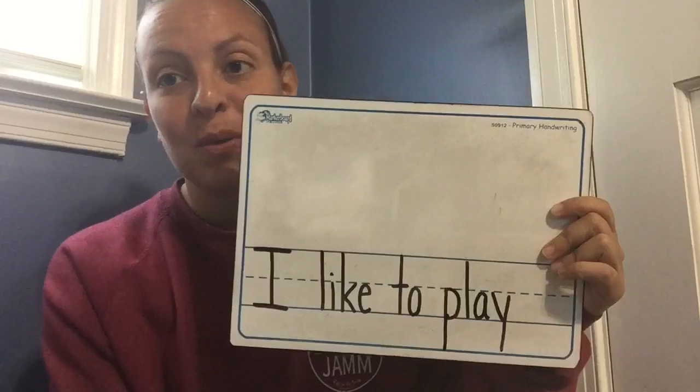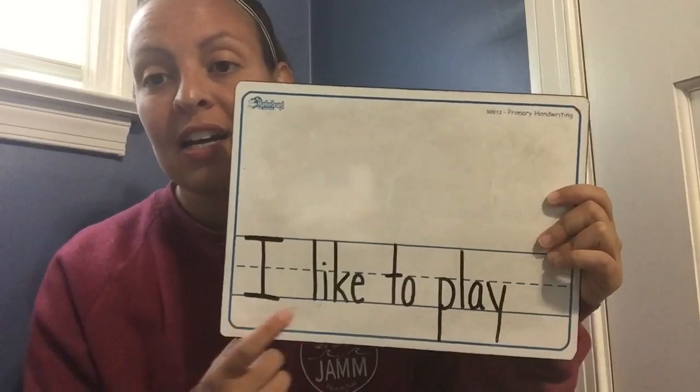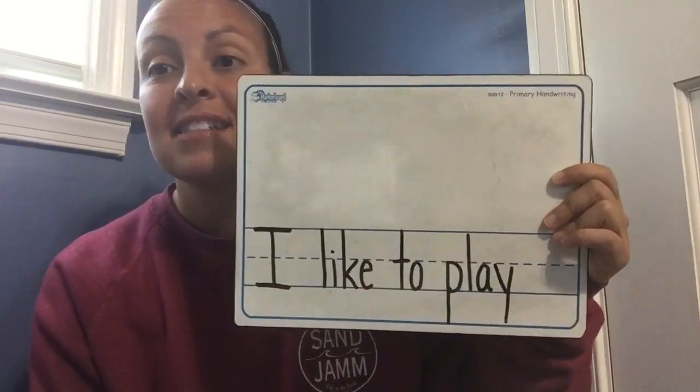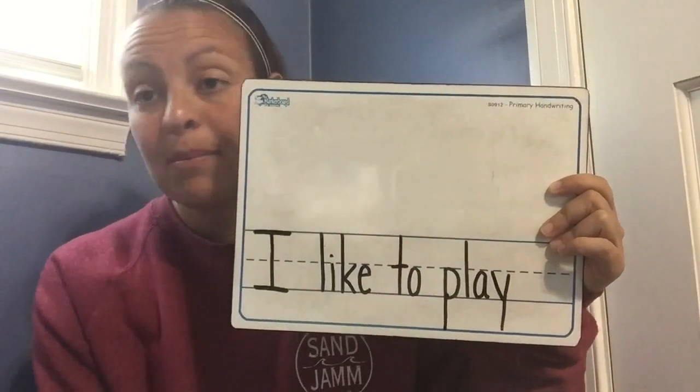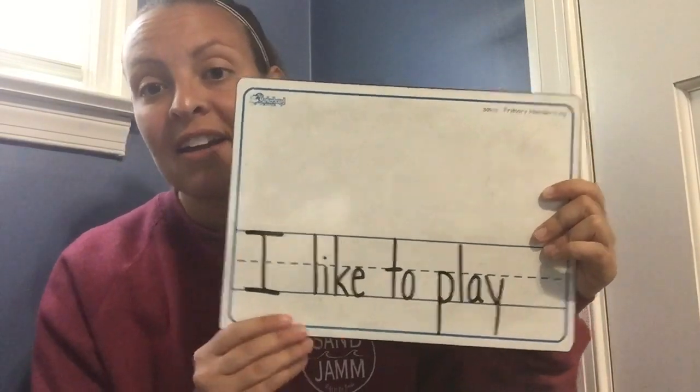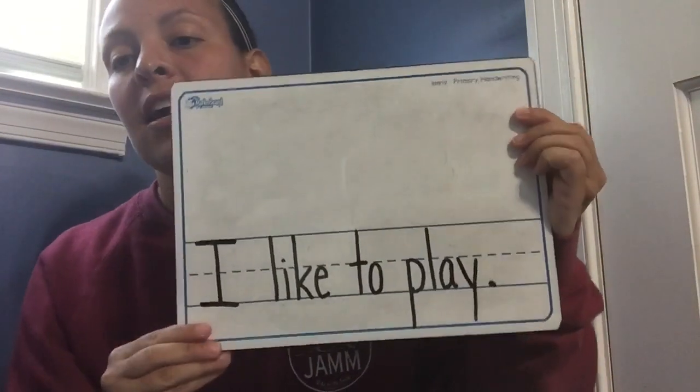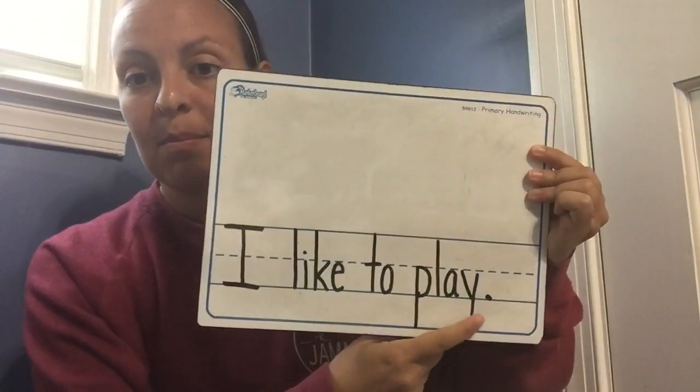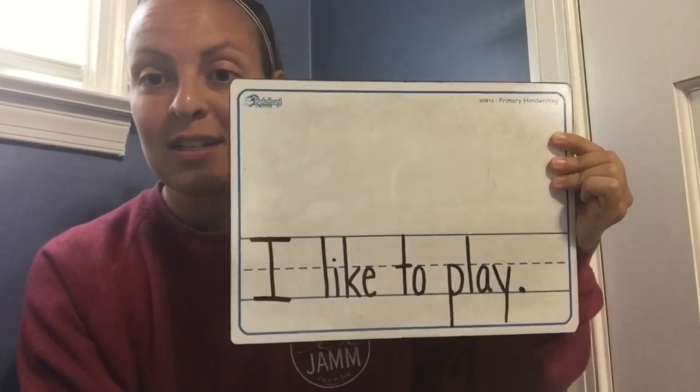You're not asking them a question. So I like to play is a telling sentence. That means it needs a period at the end. I'm going to write my period so that I know my sentence is finished. And it says, I like to play, with a period because it's a telling sentence.